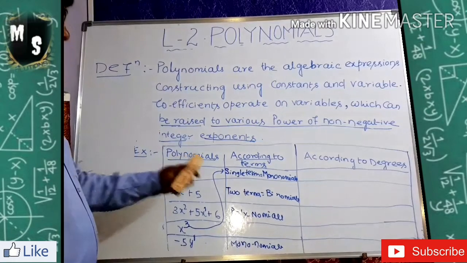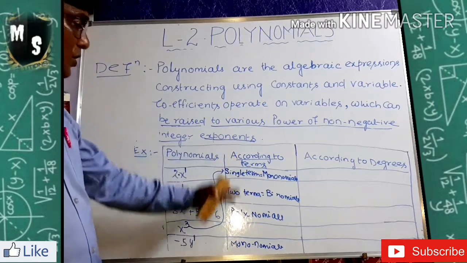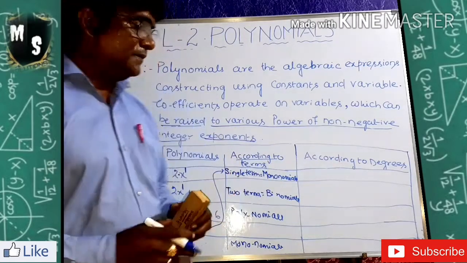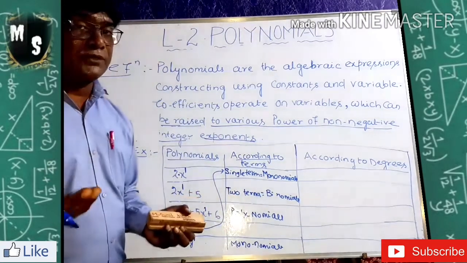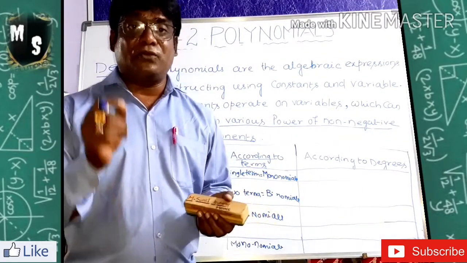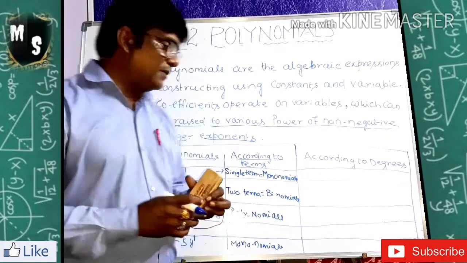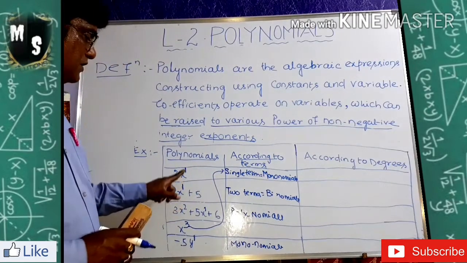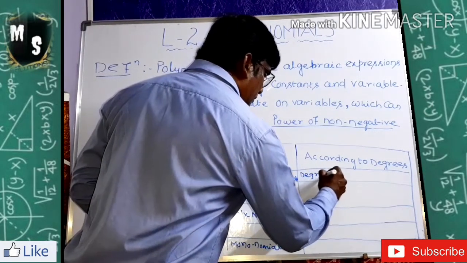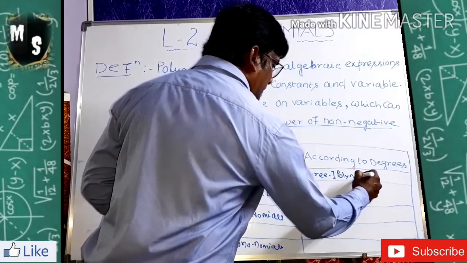Clear? So I have explained the classification according to the terms by taking some polynomials. Now when I go to according to the degrees, what do I have to see? Please answer me. I have to check the variable power. So what is the variable power here? Here the variable is x. What is the power? 1. So it is called degree 1 polynomial.